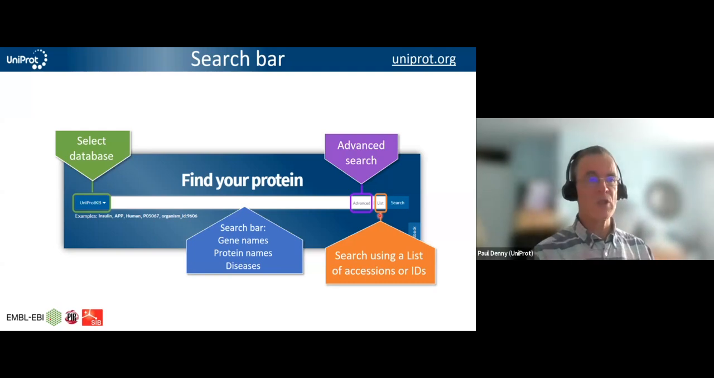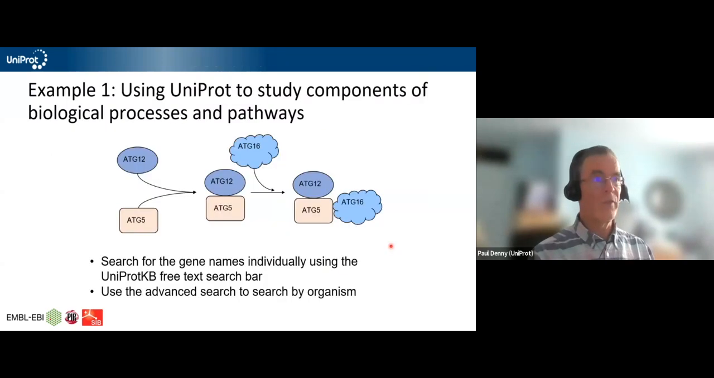So let's say you've got a list of identifiers from either from UniProt or from another database. You can use this if you click on this link here where it says list, and you can put in a list of IDs and then do a search. And I'll show you an example of that in a minute.